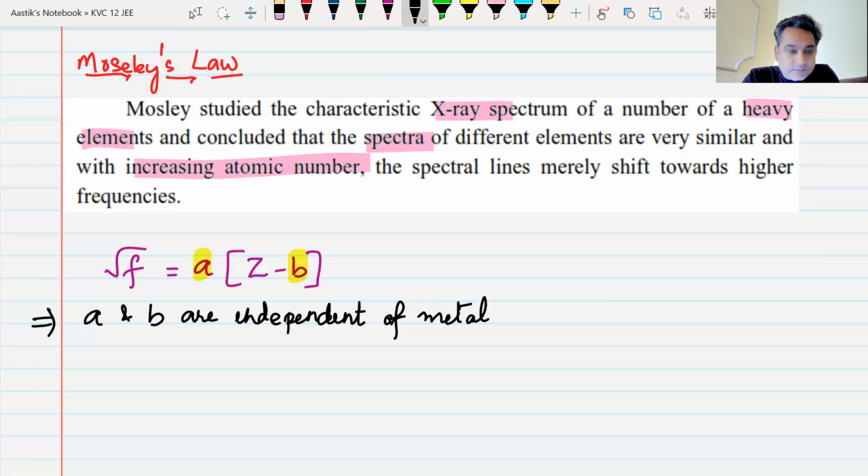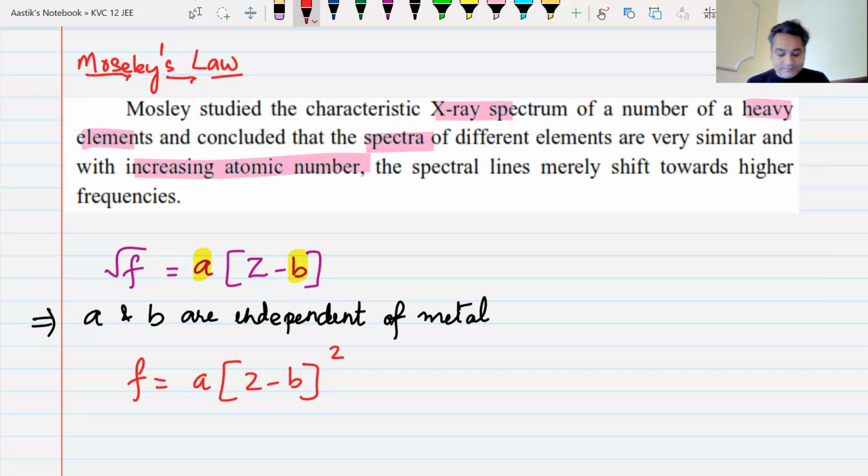Now, if you square both sides, you can write the equation in the form of squares. f can be written as some other constant, let me call it A also, times Z minus B squared. You can call it capital A, you can call it small a, it doesn't matter. A and B are actually constants. Do we understand this?